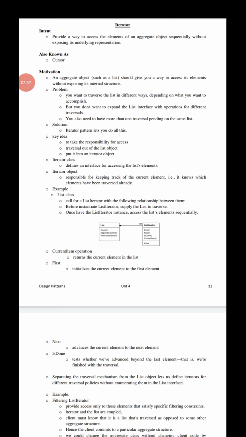What is the main intent here? To provide a way to access the elements of an aggregate object. Here we are abstracting the traversal. We need to hide the details of traversing the collections, so you don't need to know the inner details. For example, suppose we have different types of collections in an application, such as arrays, linked lists, and so on.